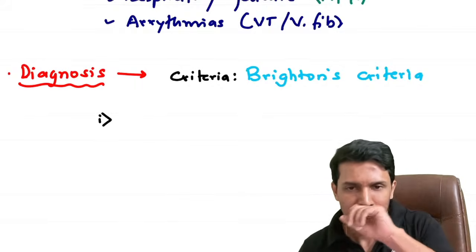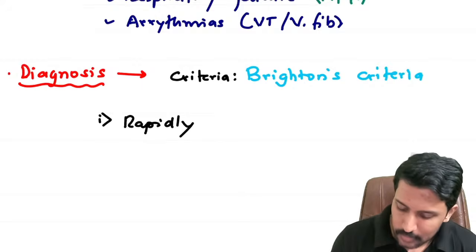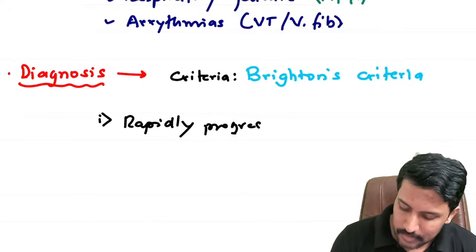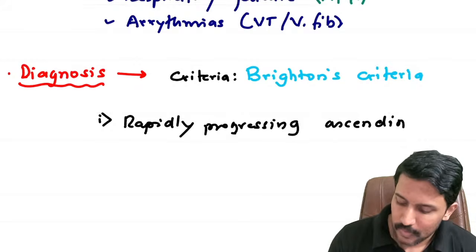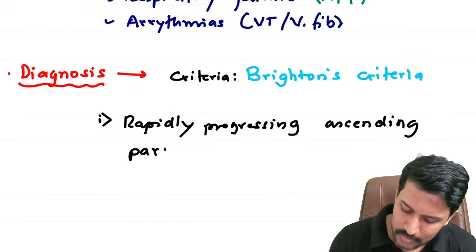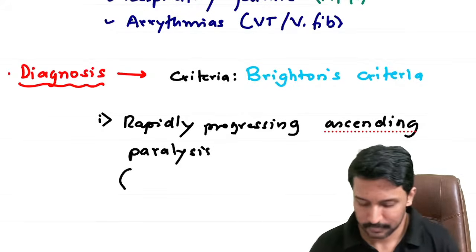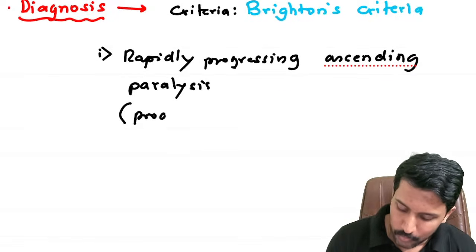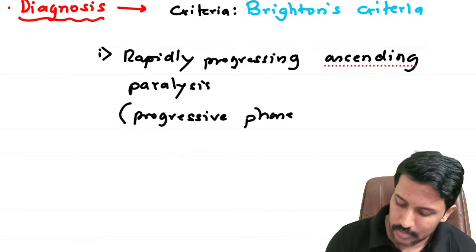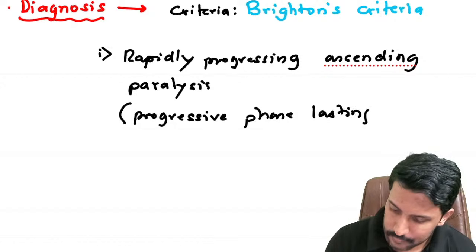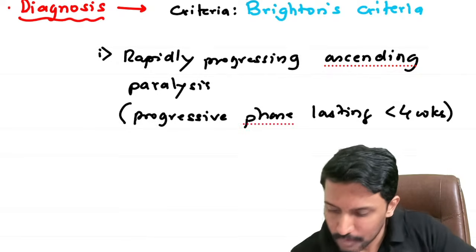The first one is rapidly progressing ascending paralysis. Ascending paralysis. That is how these patients present. But I want you to write one extra note here. The progression or the progressive phase lasting less than 4 weeks.